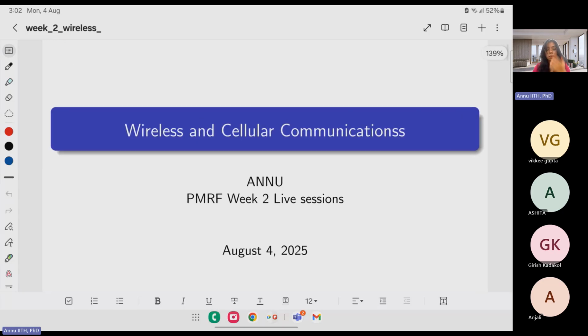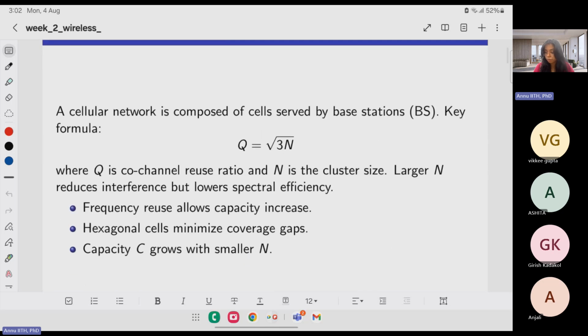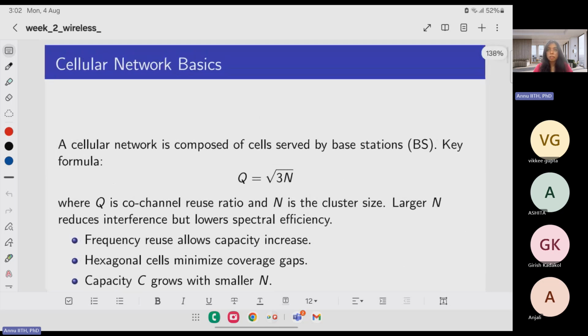So yes, this is Annu from IIT Hyderabad, and this is the second week live session, wireless and cellular communication. In the last week, we saw some of the basic concepts like how 5G emerged, how 3G emerged, what the different spread spectrum techniques are, and we also saw some of the Python codes associated with it. In week one there was not much content to explore, but it was good specifically for some questions and solutions. But in this week, what we saw is the path loss based model, and the related questions.